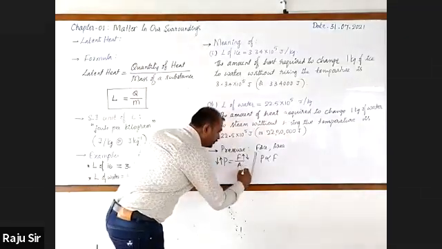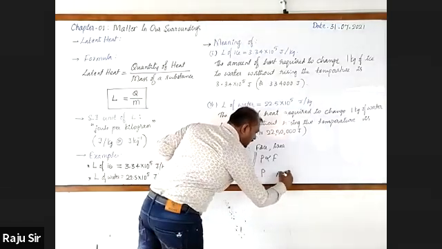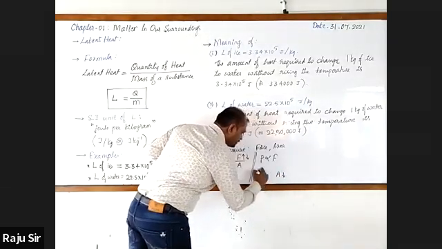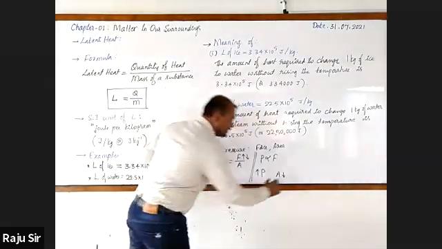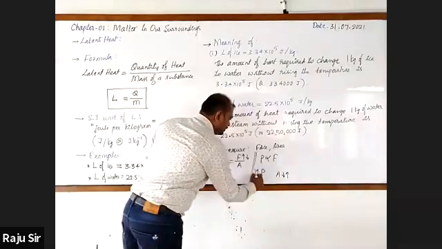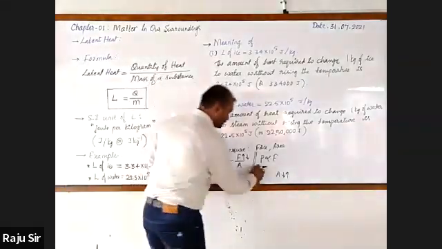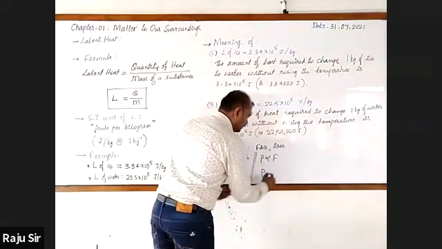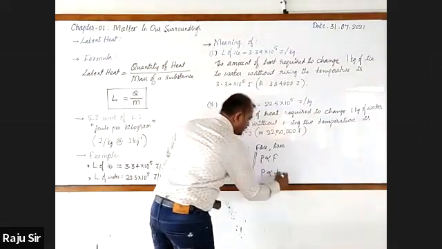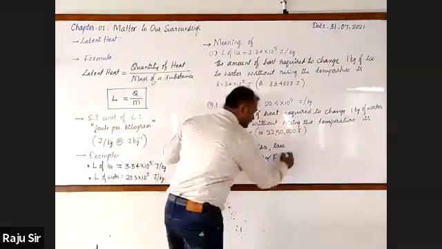Look at it. Here is pressure, here is area. As the area decreases, pressure increases. As the area increases, pressure decreases. Then how do you relate? Inversely proportional. Pressure is inversely proportional to area.